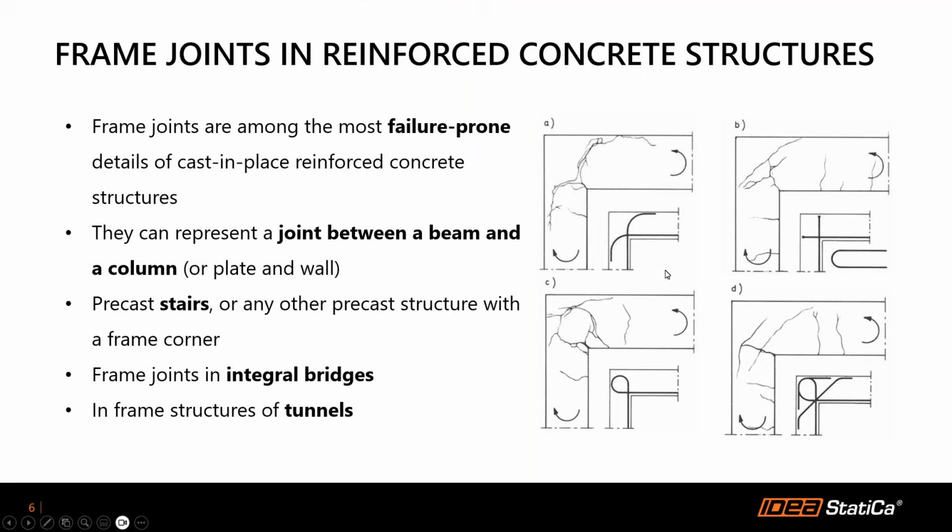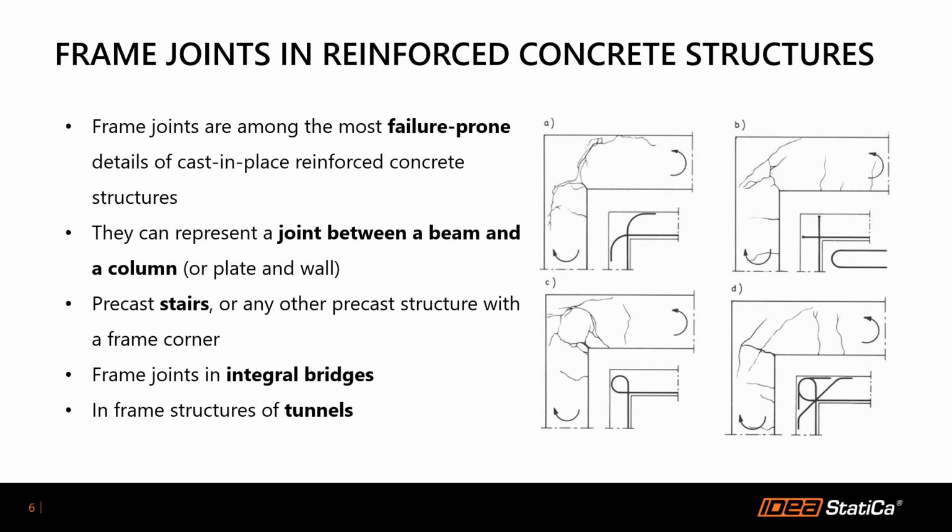Let's start out with a little bit of theory. Frame joints or frame corners in reinforced concrete structures are among the most failure-prone details of cast-in-place reinforced concrete structures. And while this is true, they are often overlooked or not treated as typical D regions.